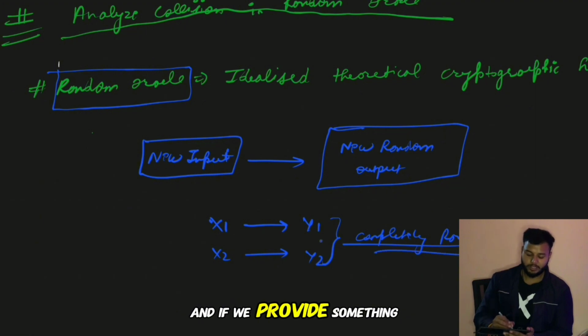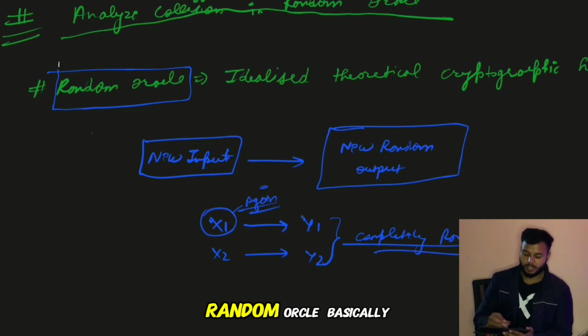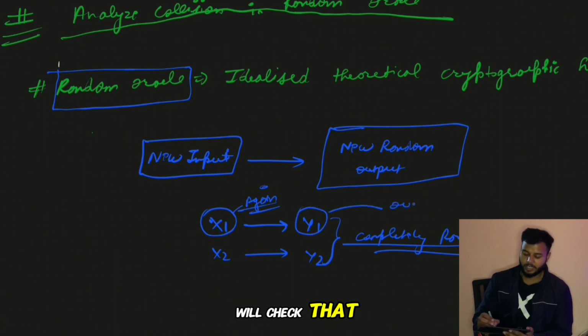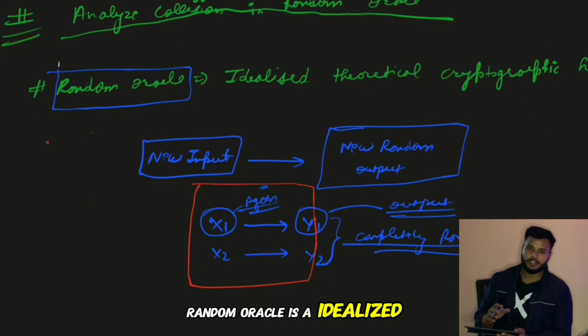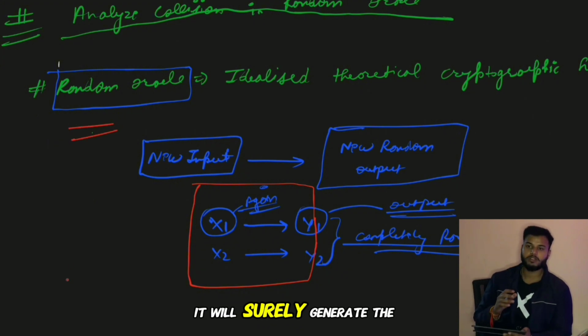And if we provide x1 again, then it will check the table that is present in the random oracle. Basically a table is present, and it will check that it has already computed y1 for x1, so it will provide us y1. In this way a random oracle works. Basically a random oracle is the idealized hash function, which means it will surely generate a random value.